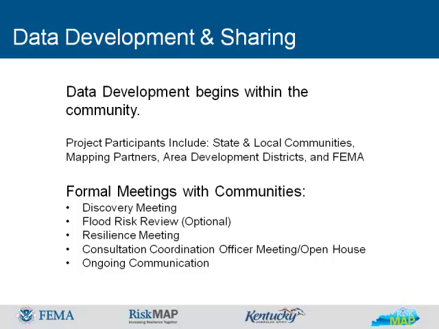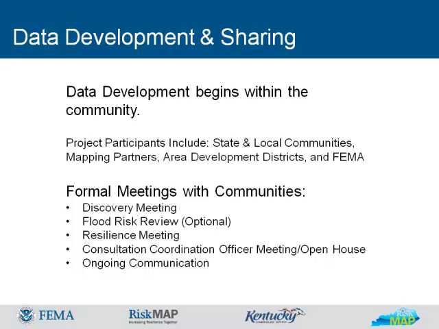The purpose of the Resilience Meeting is to continue to build local capacity for implementing priority mitigation activities within the watershed. For RiskMAP projects that include regulatory map and flood insurance study report updates, the CCO meeting and FloodMAP open house will be the last official set of meetings that the project team will have with communities during a RiskMAP project. These are two distinct meetings.